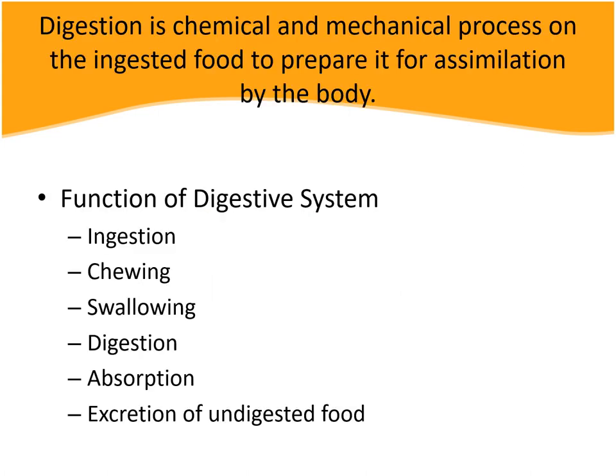Now digestion, the term digestion, involves two processes. It's a chemical process and it's a mechanical process. The food, whatever we consume, it may be fruits, it may be vegetables, it may be bread, it may be any food substance which we eat, that needs to be processed so that our body cells can produce energy out of it.